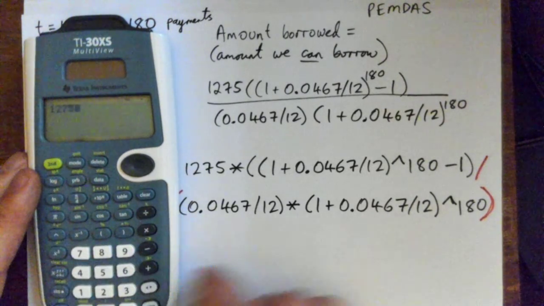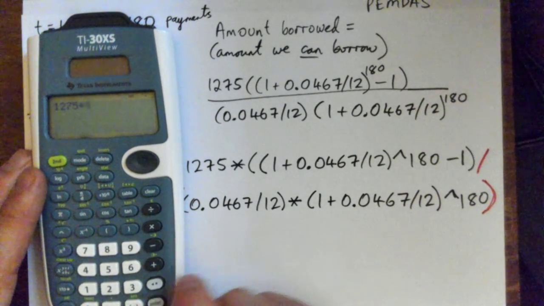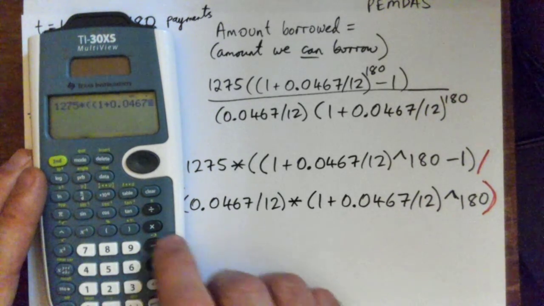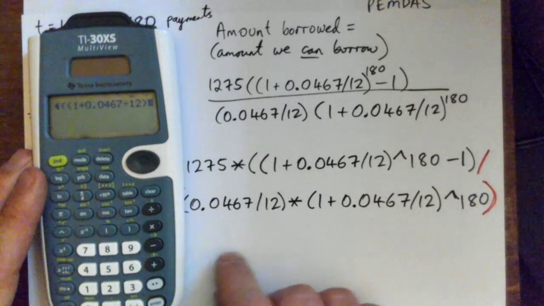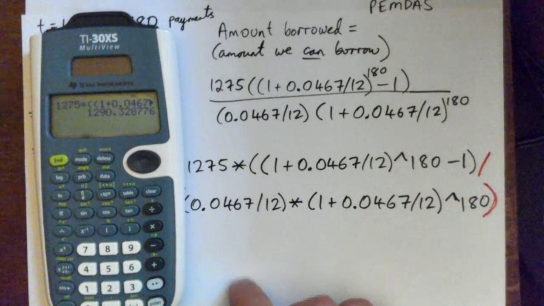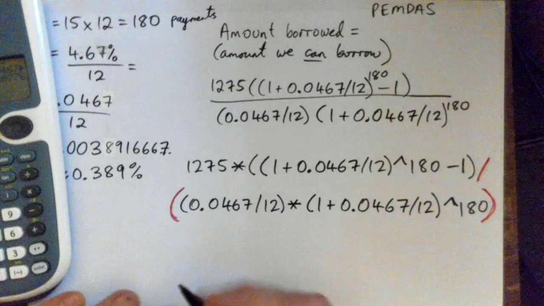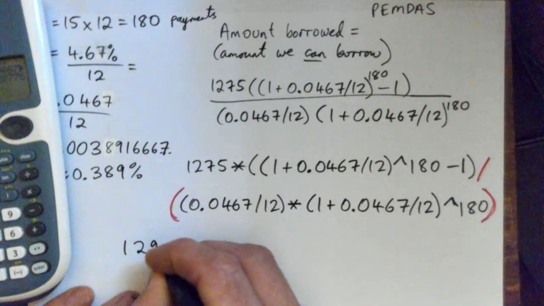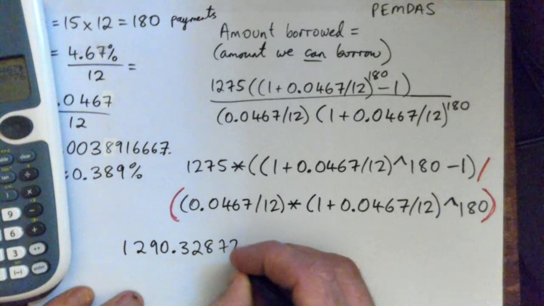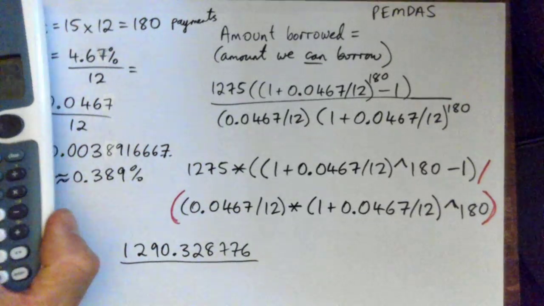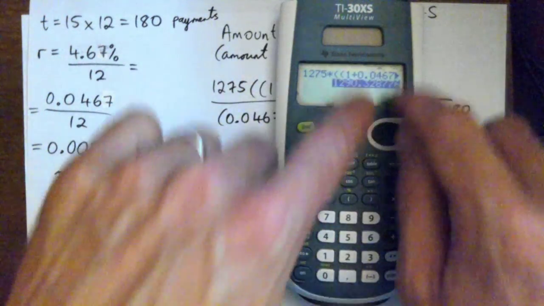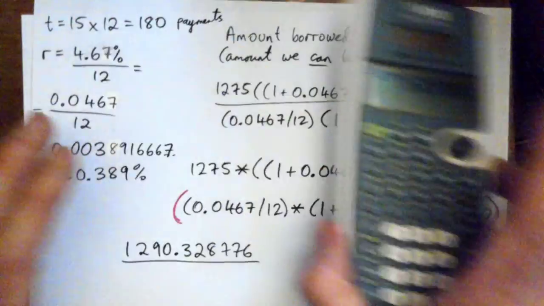So 1275 times parenthesis. We'll all do this and see if we get the same thing. I'm getting 1290.3287776. I'll just write out the whole thing for fun, but I'm actually going to use my arrows. I'm going to use the calculator's exact numbers here to divide, so it's going to be perfectly accurate anyway.